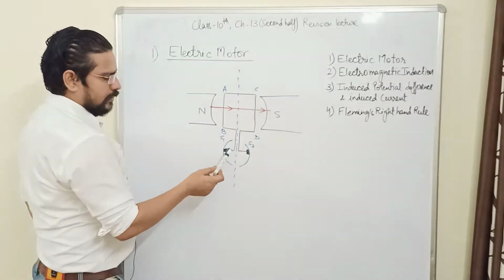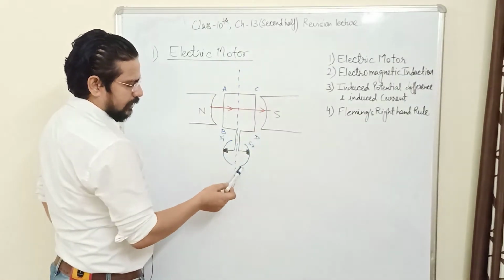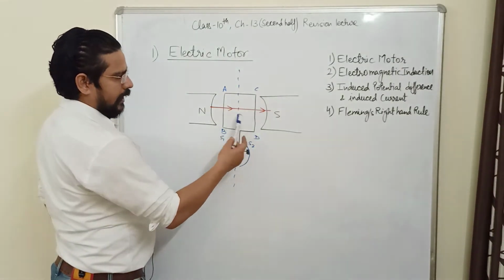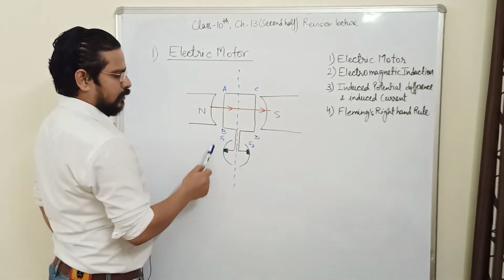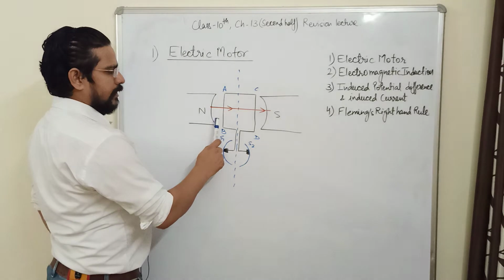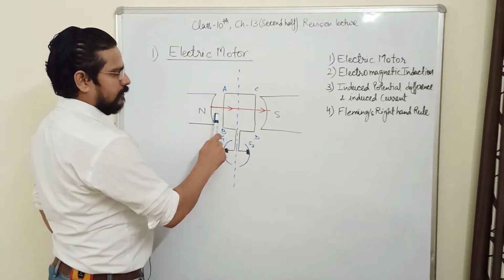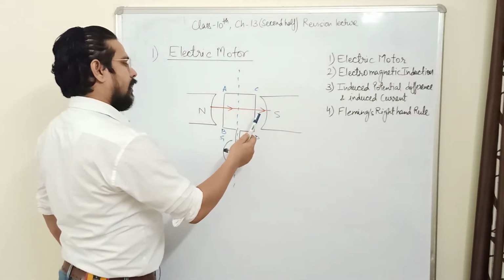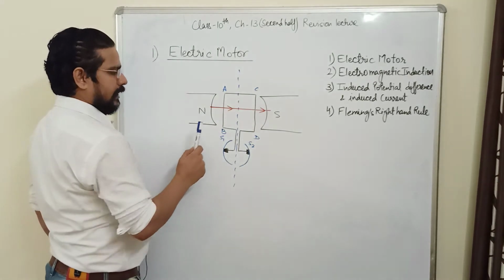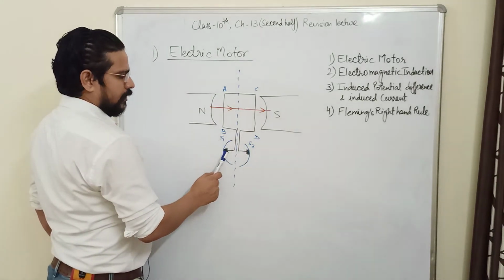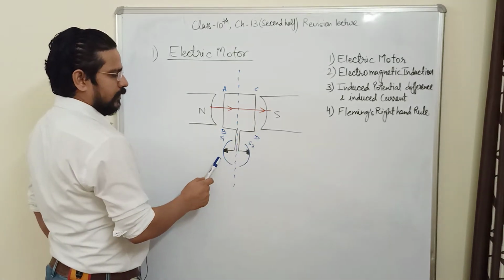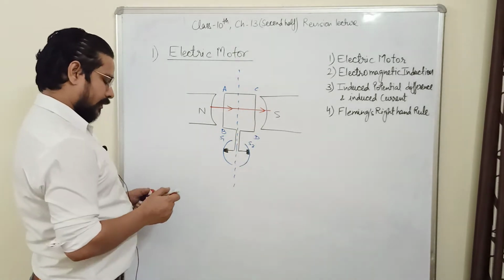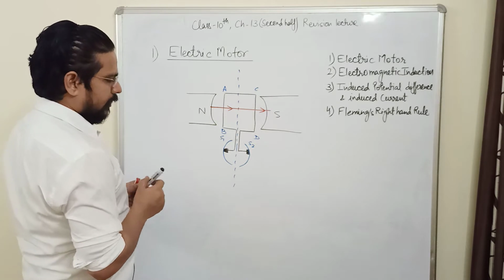These are carbon brushes which maintain the contact with the slip rings. The brushes are stationary, and as the armature rotates, the slip rings also rotate in contact with the brushes. So after 180-degree rotation, when AB will come on right hand side and CD will come on left hand side, the carbon brush of AB will come in contact with S2 and the brush of CD will come in contact with S1.